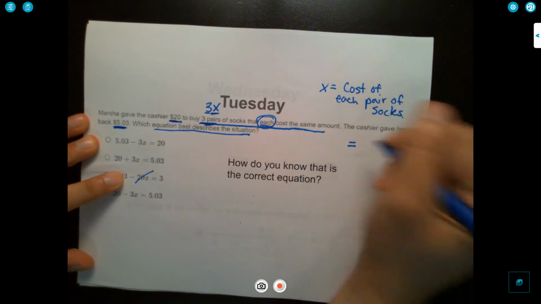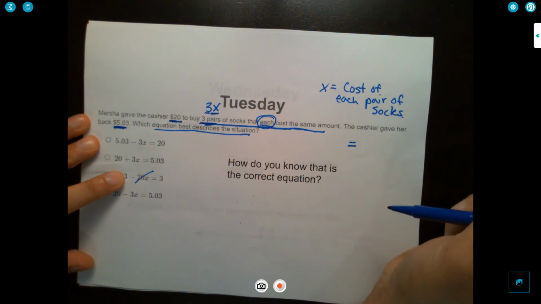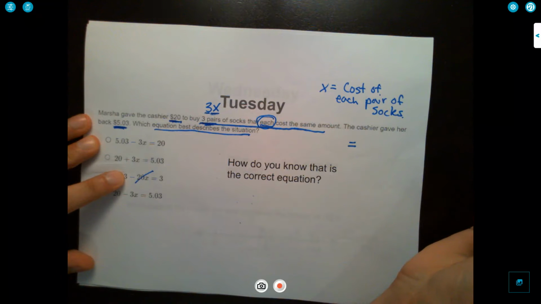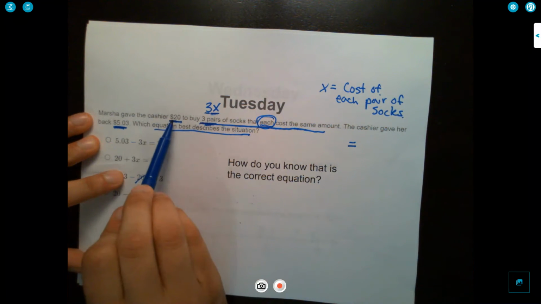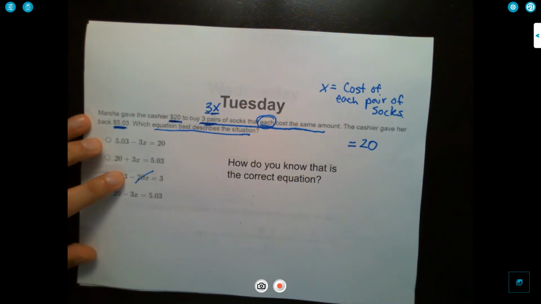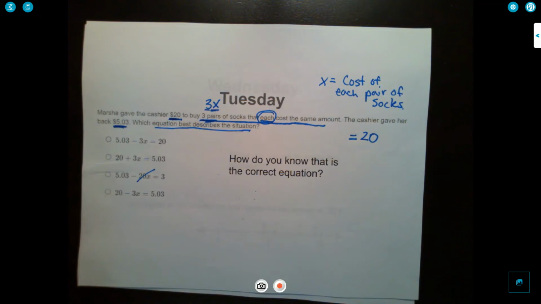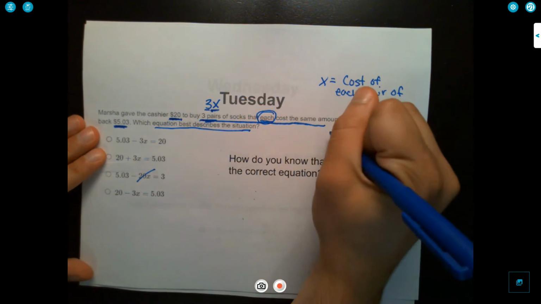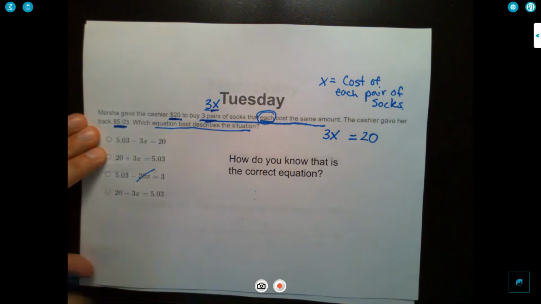my equal sign, and I'm going to call this equation the total amount that Marcia handed over. So we do know the total amount that Marcia handed over, and it was $20. So I'm going to say equal to $20. So the total amount she handed over was $20, and we can set up everything else. Let's see. So we know that our variable is going to be 3x. So I'm going to go ahead and put 3x in there.